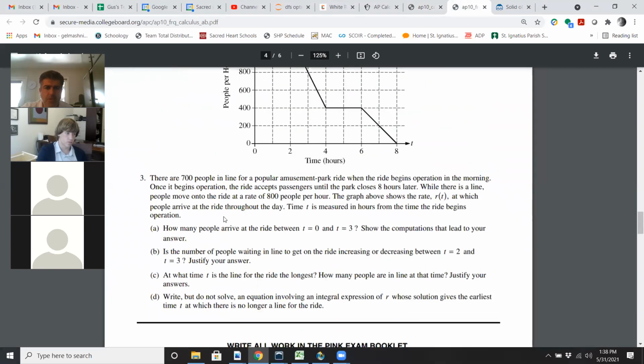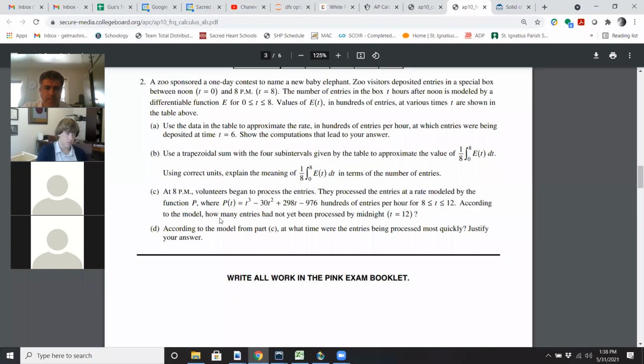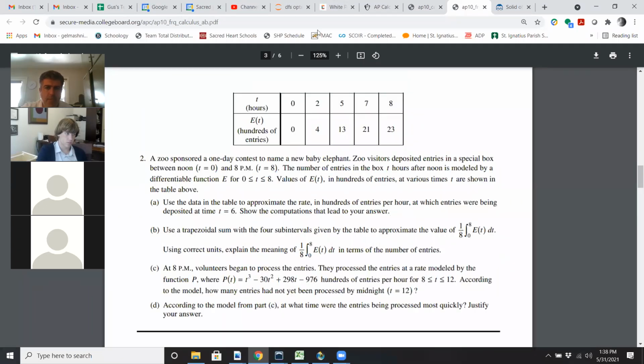Okay, so let's do one last one. This is a nice table problem. So asking you to approximate the rate at t equals 6. Use a trapezoidal sum to evaluate that integral, which is an average value, just so you know. And this represents the approximate interest at a rate modeled by the following formula. So I'll have you kind of work that one out.